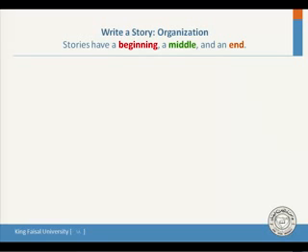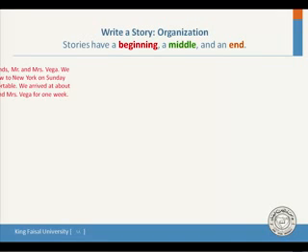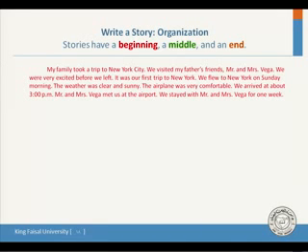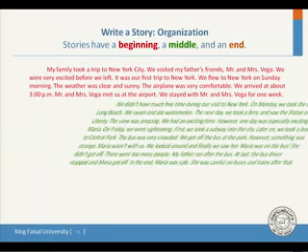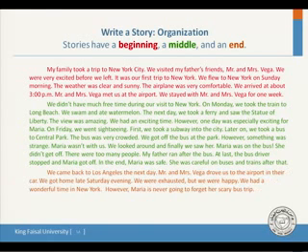Now let's move to something else, which is about the organization of the story. You remember we talked in lecture 6 about writing and how to organize writing. When we write a story, it must be organized. It must have a beginning, a middle, and an end. Look at this. This is a paragraph, and this is another paragraph, and the third paragraph. How many paragraphs do we have?